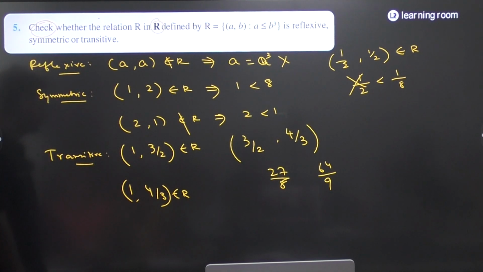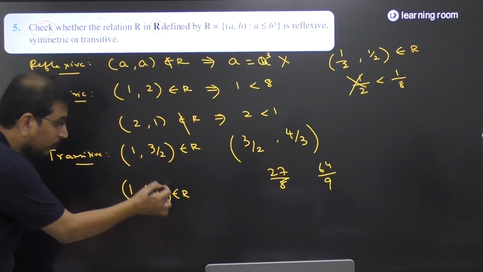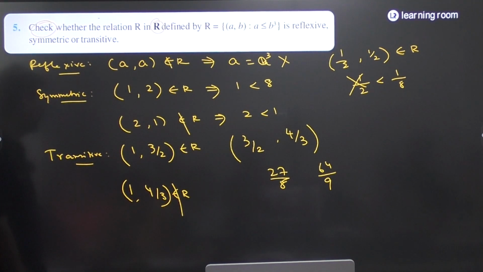Not reflexive. This belongs to R, this one does not belong to R. That is what I'm saying.